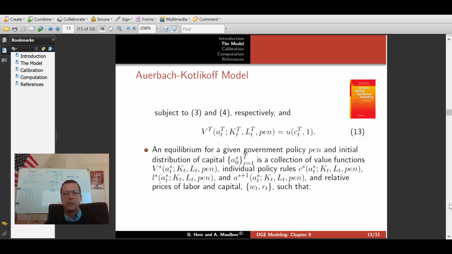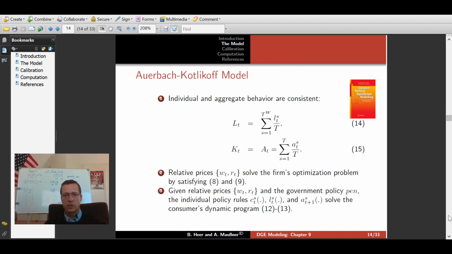And we can define an equilibrium for given government policy, pensions, and initial distribution of capital, a_s0, as a collection of value functions V_s, individual policy rules c_s, labor l_s, and next period savings a_{s+1}, and relative prices of labor and capital, w_t and r_t, such that individual and aggregate behavior are consistent. So aggregate labor is equal to the sum of the individual labor supplies of age s equal to 1, 2, 3, up to 40, our working periods. And each working cohort has measure 1 over 60. The aggregate capital stock is equal to aggregate savings A_t, and aggregate savings is the sum of the individual savings of all the cohorts alive in period t, and each cohort again has measure 1 over 60.